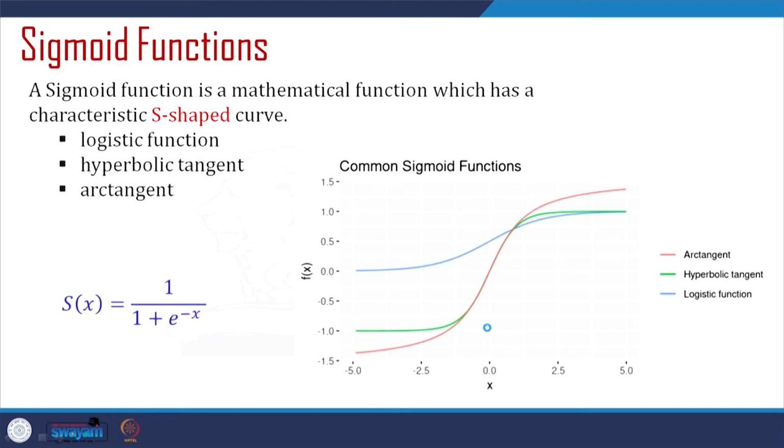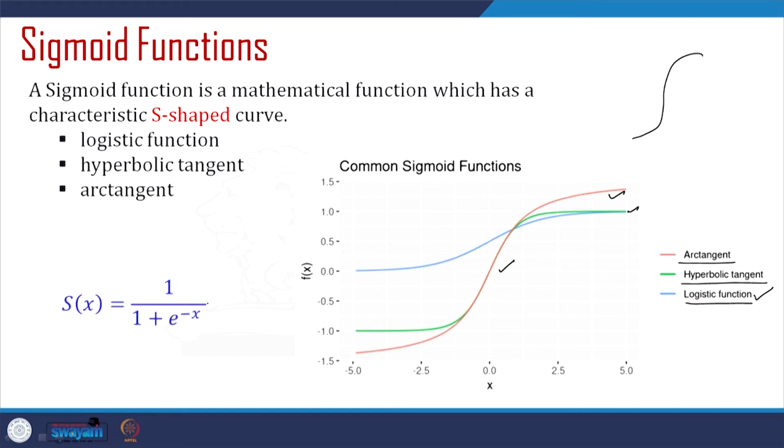Before going to logistic regression, let me learn about sigmoid functions. A sigmoid function is a mathematical function which has an S-shaped curve, something like this. You can see these three examples. All these three are sigmoid functions. The blue one is the logistic function, the green one is the hyperbolic tangent, and the red one is the arctangent. This particular blue one, the logistic function, we are going to utilize in logistic regression.